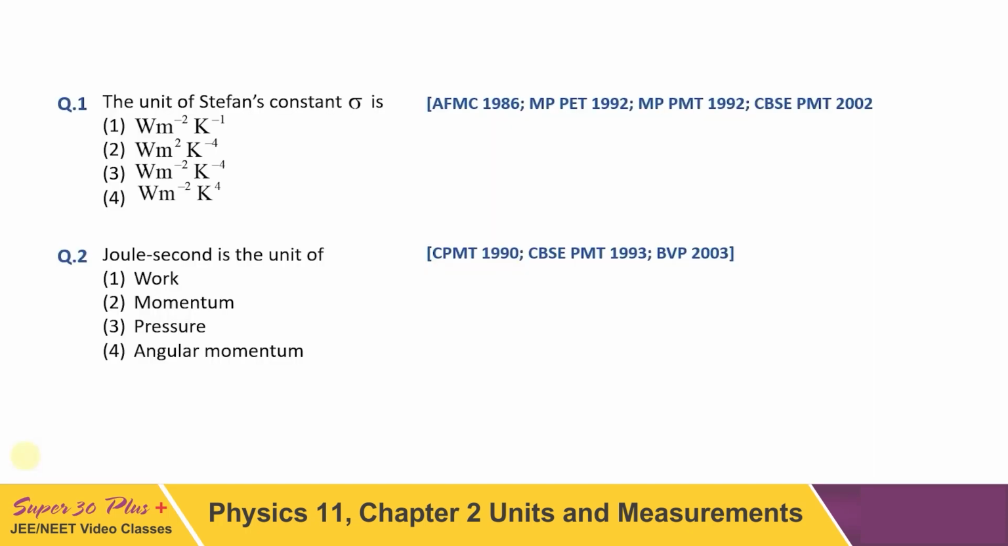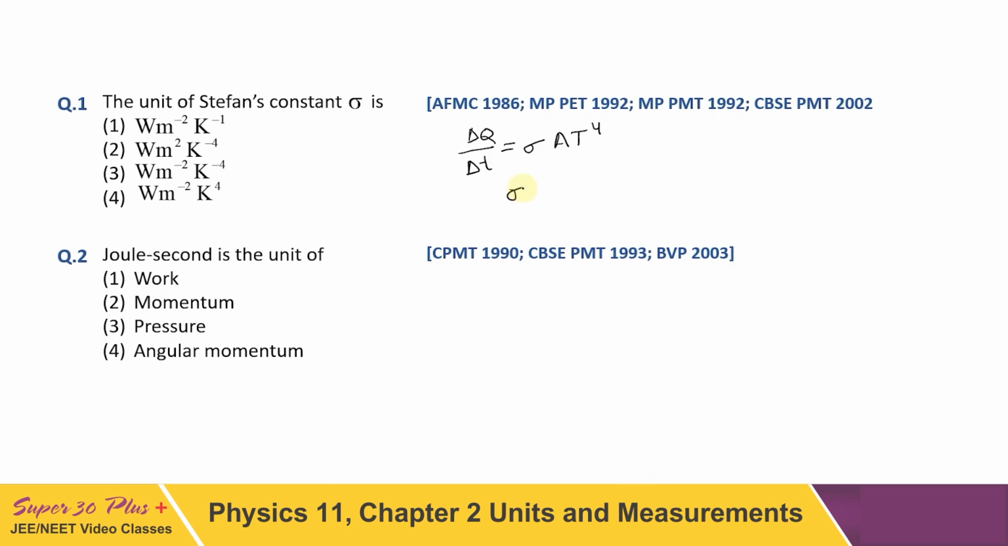Let us start. In the first question, it is asking for the unit of Stefan's constant sigma. Now if you can recall, Stefan's constant appears in the formula for radiation. Here I am writing the formula: delta Q by delta T is equal to sigma A T to the power 4. Here sigma is Stefan's constant, A is area and T is temperature in Kelvin. Now we have to write the unit of sigma.